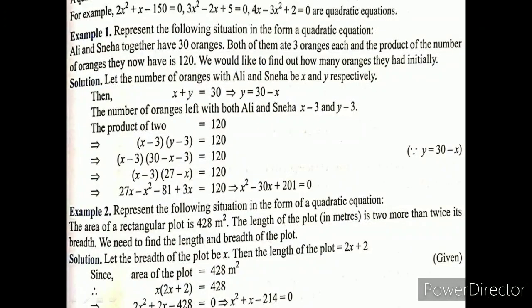Students, now we will see examples. A quadratic equation in the form ax square plus bx minus 150 is equal to 0, and one more example is given, 3x square minus 2x plus 5 is equal to 0. These are in the form of quadratic equations.